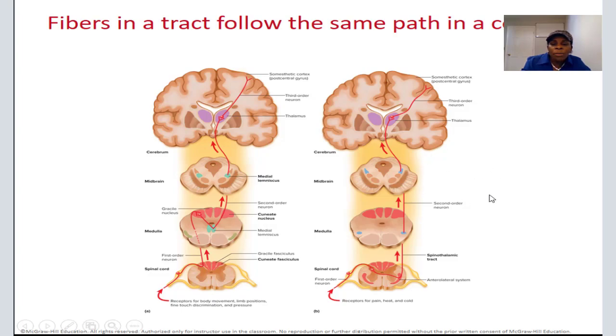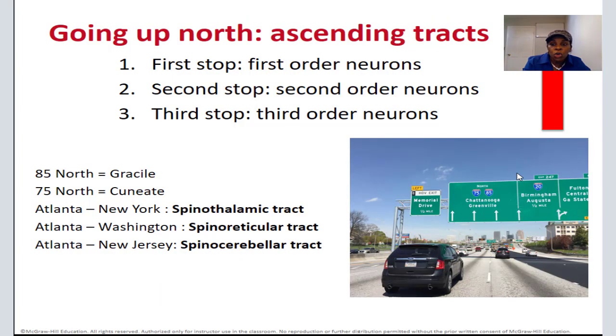Now, why didn't we talk about the spinal cord? We said it's an information highway. It means it takes information down and up. It's the same thing as talking about going to New York. You're traveling from south to north. If you're going up north in the nervous system, we say ascending tract.